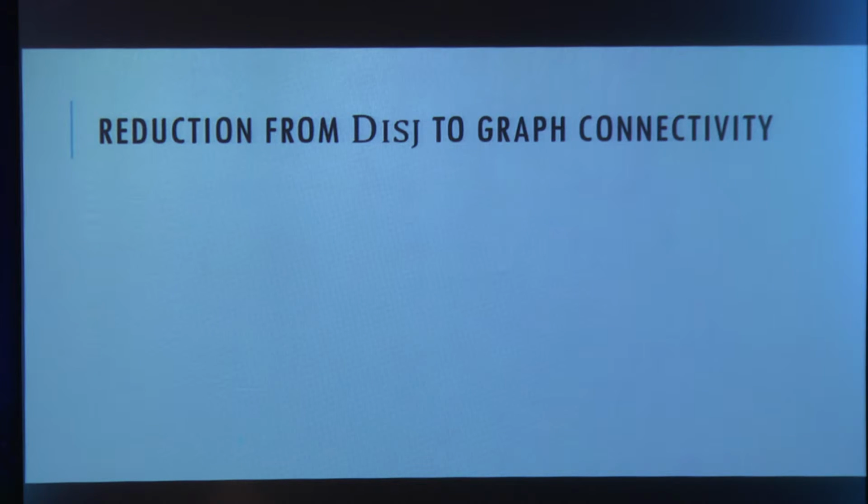Disjointness may seem initially like an artificial problem that doesn't interest anybody, but in fact, if you can understand set disjointness, you're actually understanding a lot of interesting problems.